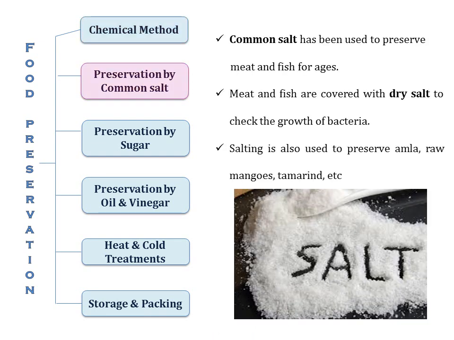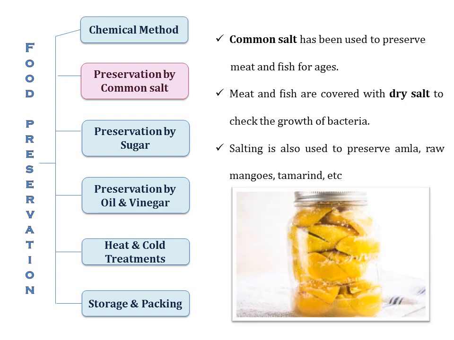The second method is preservation by common salt. Common salt has been used to preserve meat for a long period of time. Meat and fish are covered with dry salt to check the growth of bacteria. That is, the salt absorbs enough water and restrains the growth of bacteria. Salting is also used to preserve amla, raw mangoes, tamarind, etc.